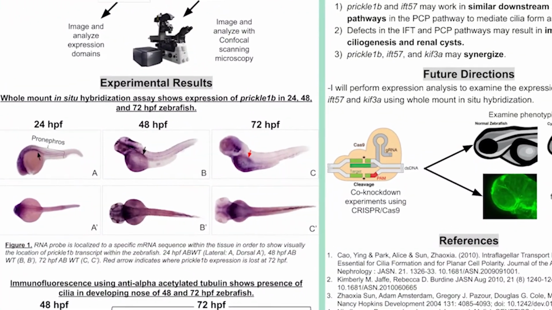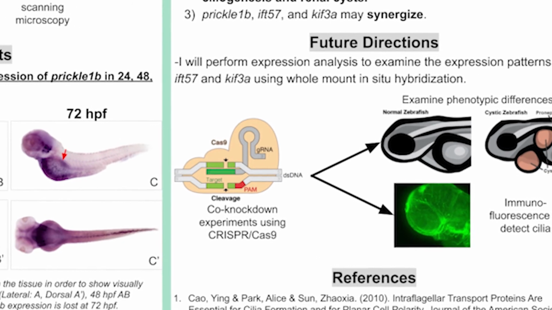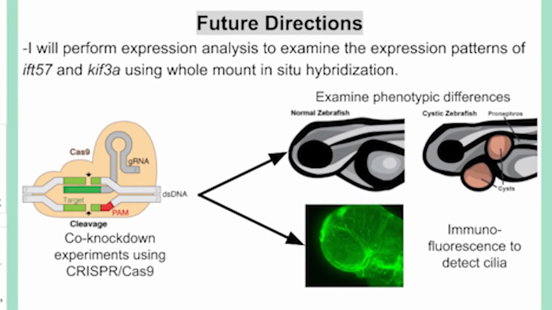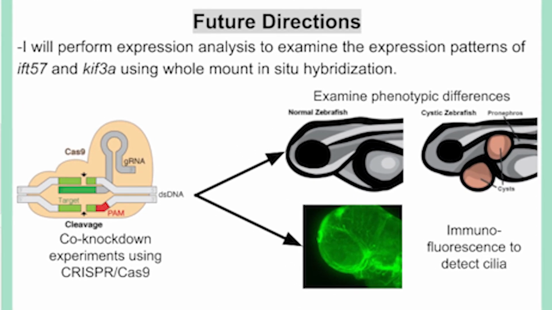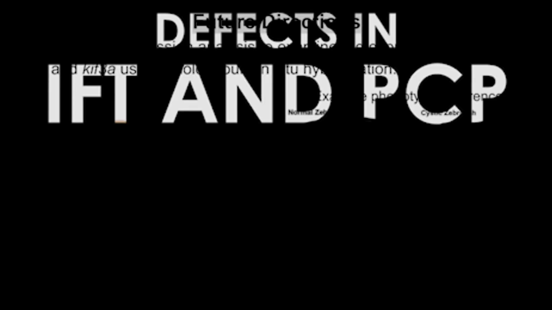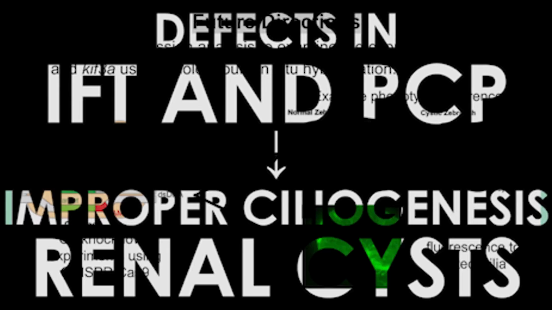For future study, we will be cloning out KIF3A and IFT57, which are intraflagellar transport genes, and then using expression analyses and whole mount in situ hybridization assays in order to determine if they are also localized to the developing kidney. We will also test if IFT57 and prickle1b genetically function together to coordinate cilium orientation and formation, thereby helping to uncover how potential defects in the IFT and PCP pathways may result in improper ciliogenesis and renal cysts.